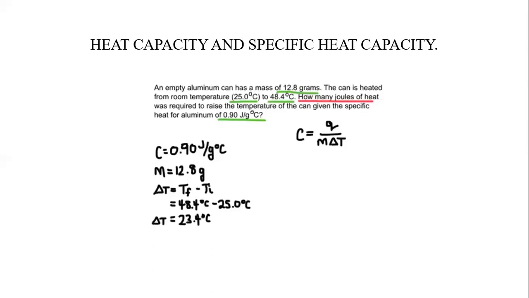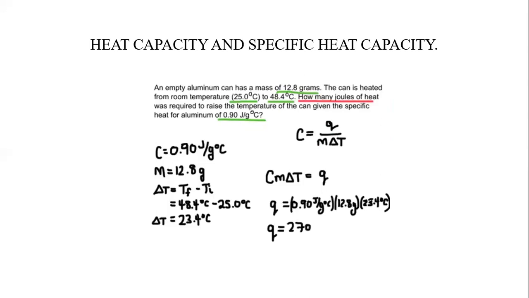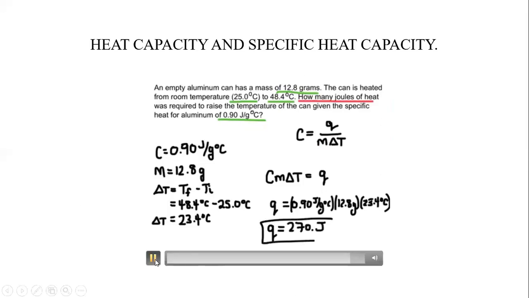And so I'm going to be solving for this value right here, this Q. That represents the joules of heat. So I'm going to rearrange this equation by multiplying both sides by mass times delta T. That's going to move it over to this side and cancel it on this side. And now it's just a matter of plugging everything in that I have listed over on this side. So I can plug this into my calculator, 0.9 times 12.8 times 23.4, and I get a heat of 270 joules.